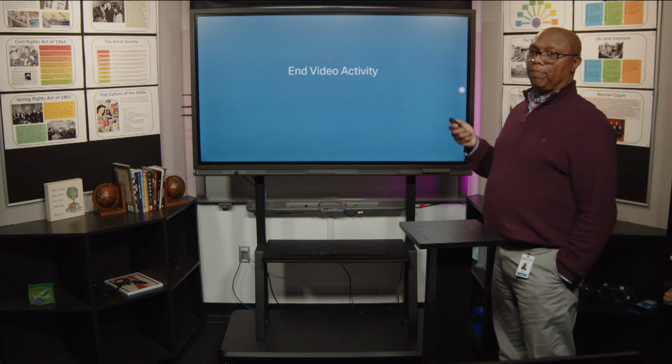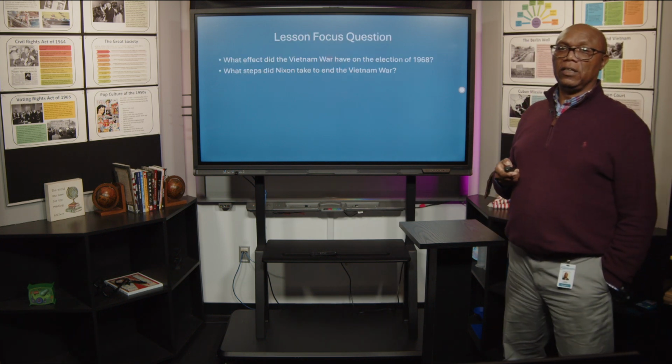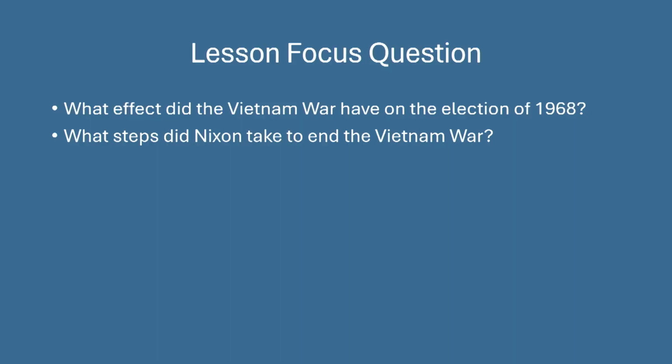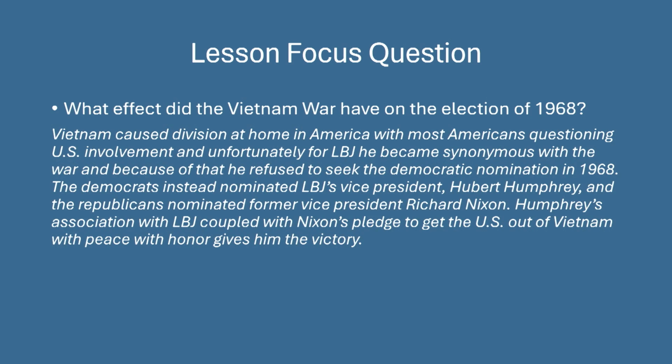All right, what we're going to do now is look at our lesson focus questions. We had two that we're going to address. The first is, what effect did the Vietnam War have on the election of 1968? And two, what steps did Nixon take to end the war in Vietnam? Well, the first one: it caused division at home in America, with most Americans questioning U.S. involvement. And fortunately for LBJ, he became synonymous with the war. And because of that, he refused to seek the Democratic nomination in '68.